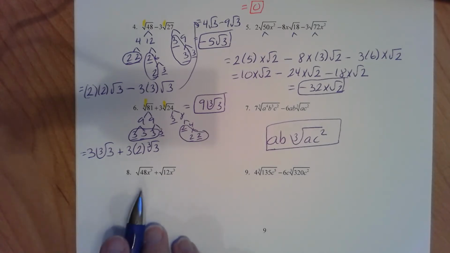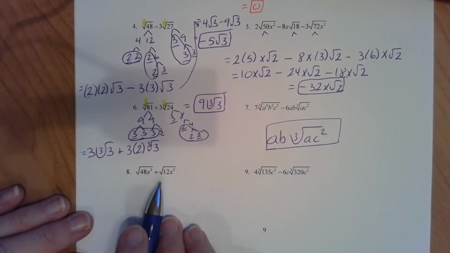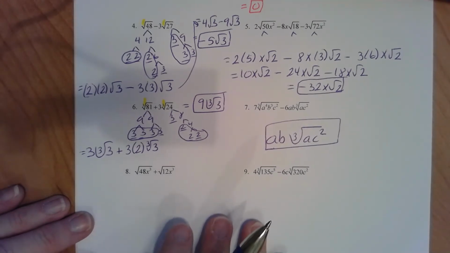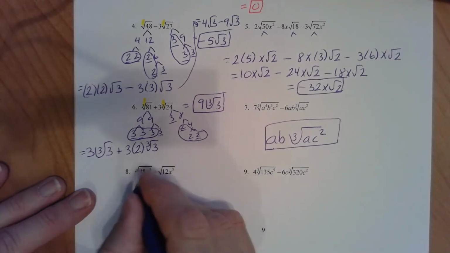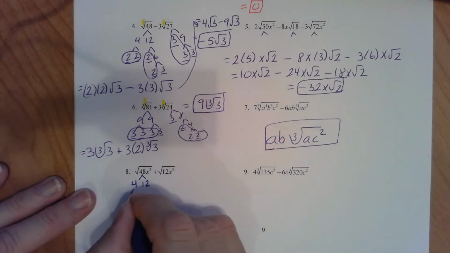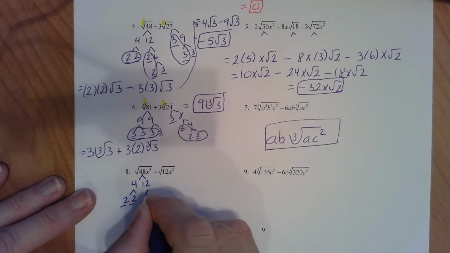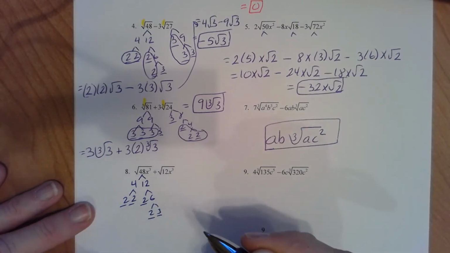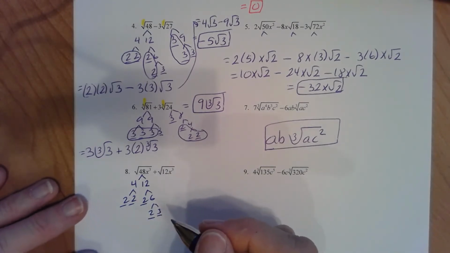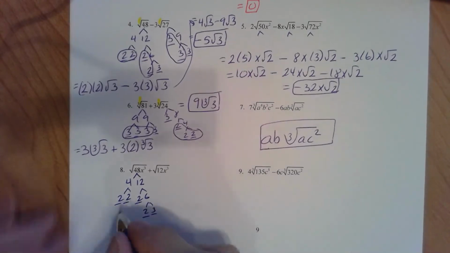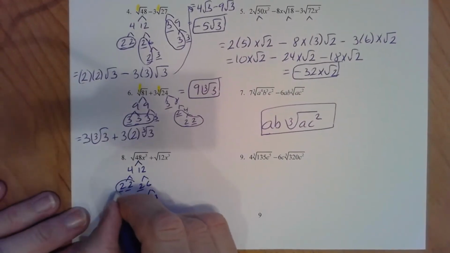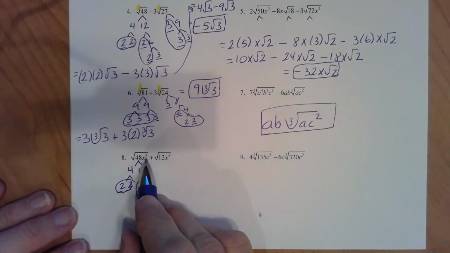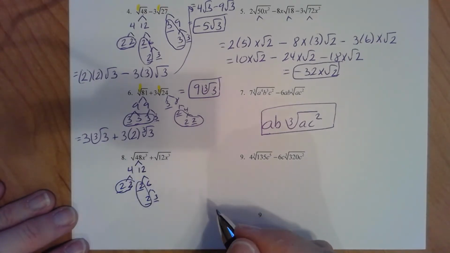Alright, so now we have 48x cubed plus 12x cubed. Again, we have the same index, but we don't have like radicals yet. 48 would be like 4 times 12, and 4 is 2 times 2. 12 is 2 times 6, and 6 is 2 times 3. Again, the more you know your multiplication well, the better these problems are going to go. So we're going to have a pair of 2's, and we're going to have another pair of 2's with the 3 left underneath, and we still have to take power divided by index.